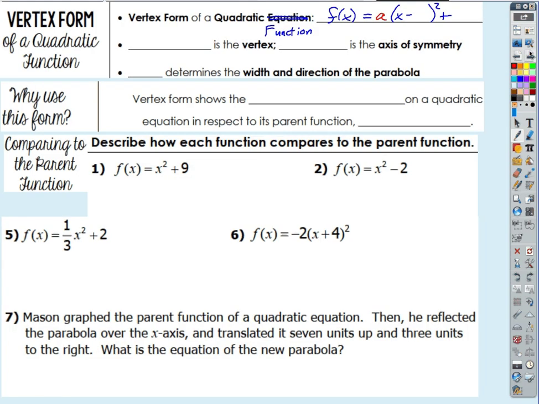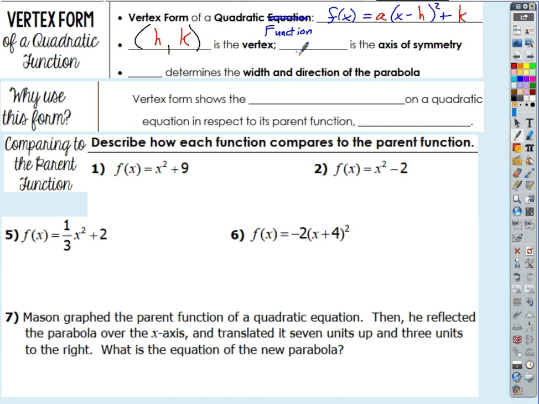What if it's a quadratic function? The only thing that changes is instead of absolute values, we've got something squared. That's the only difference, but everything else stays the same. So it's going to be a times the quantity x minus h squared plus k. But the h and the k still have the same meaning. The ordered pair (h, k) is the vertex, just like before, right?